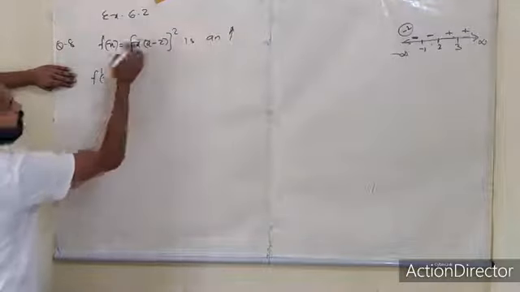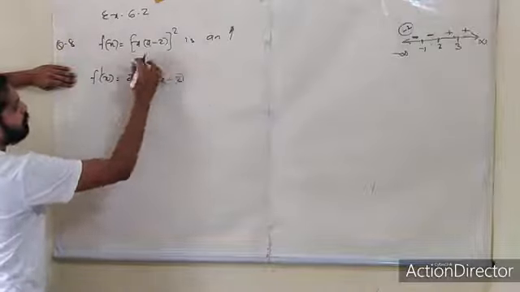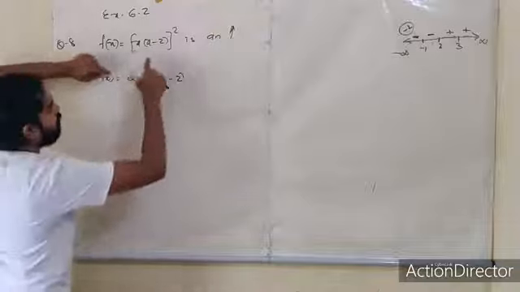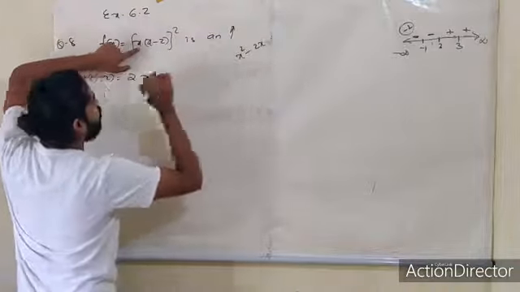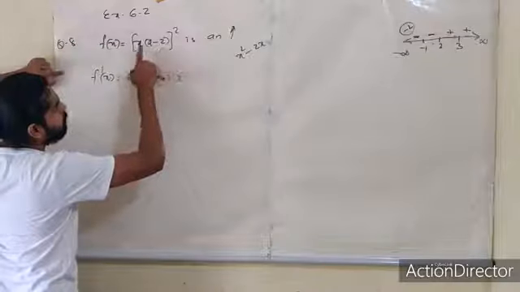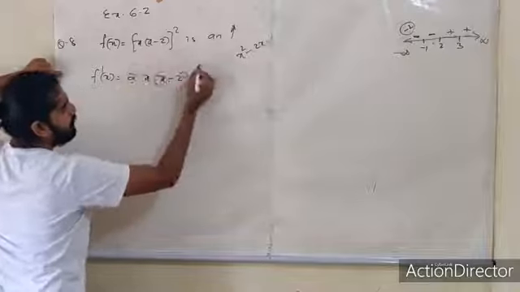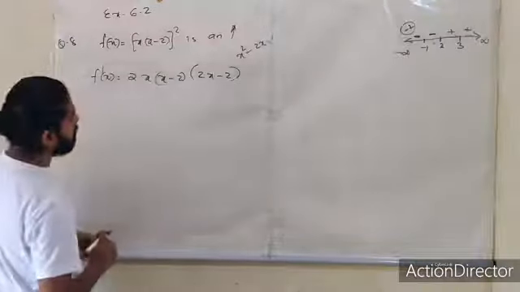By chain rule, this 2 will come forward, so 2 into x minus 2. Now the derivative of x into x minus 2: you can use the product rule, or you can consider x into x minus 2 as x square minus 2x. The derivative of this is 2x minus 2. So the derivative is done.